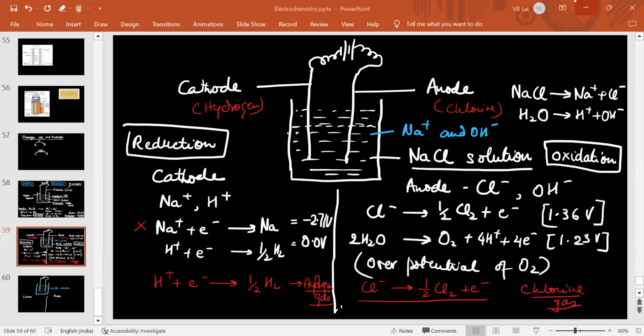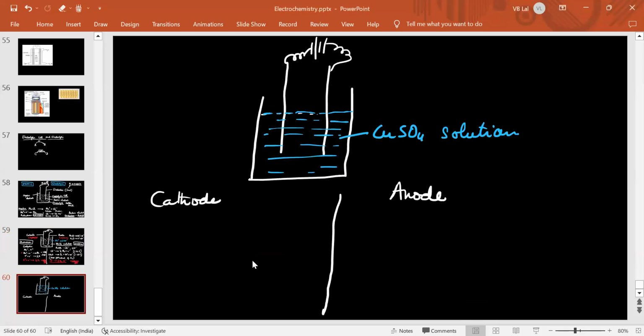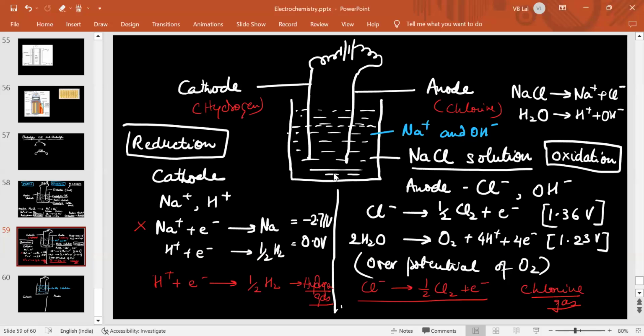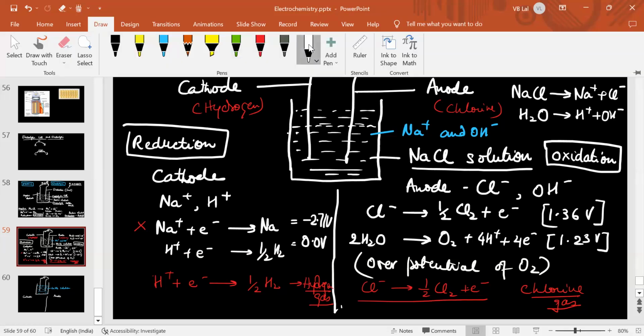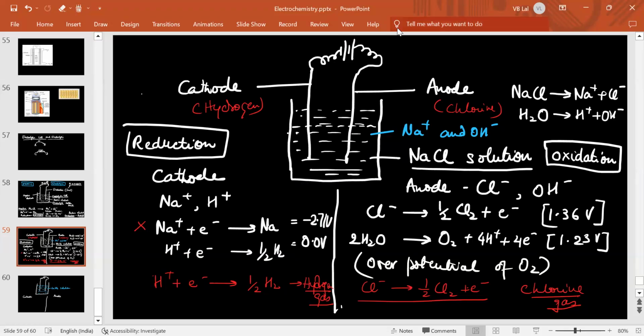So this is the thing that we did at the end. Now I wanted to show you one more thing. Till now, in the previous two examples, we were using inert electrodes. So the electrode doesn't take part in the reaction. So this is an inert electrode.